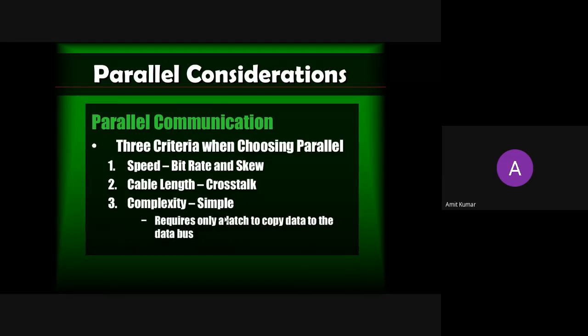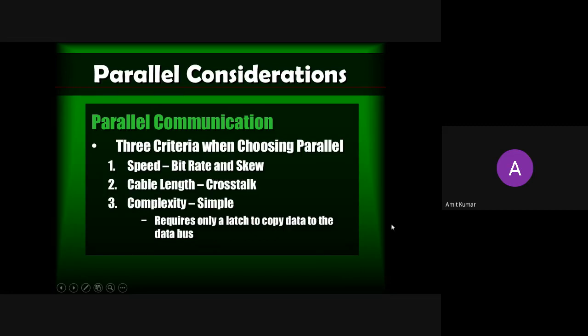There are three important considerations in parallel communication. The first one is speed, which is limited by bit rate and skew. If you have long running wires, then there will be skew and it will limit your bit rate. The higher the cable length, the higher the chances of crosstalk, because we have seen that after every regular interval you have some capacitance. If you have a higher capacitance, there will be a higher chance of crosstalk.